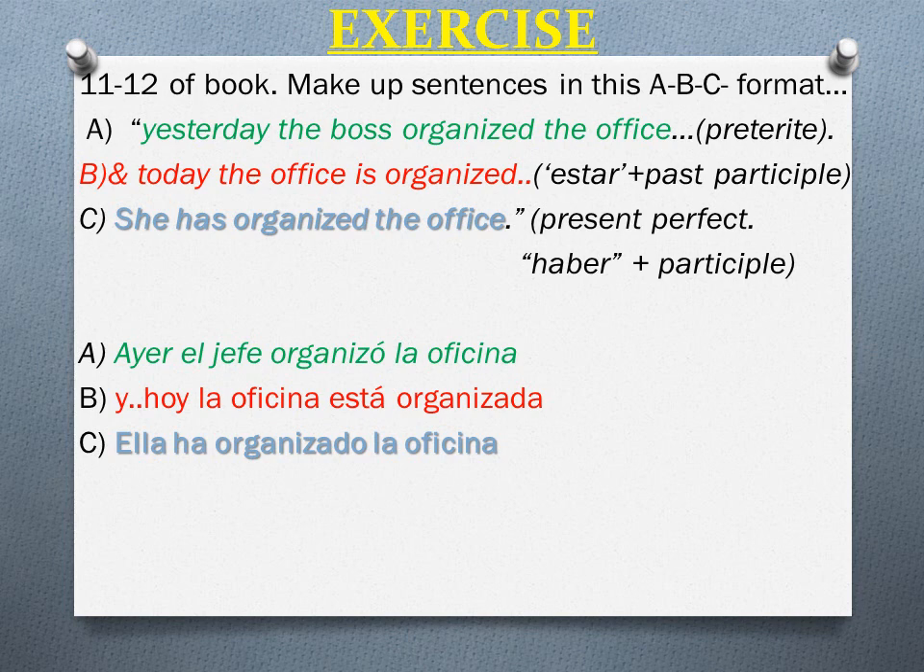Now, the present perfect, which has the auxiliary verb have, haber, plus the past participle of the verb. So in Spanish, it should be: ayer el jefe organizó la oficina y hoy la oficina está organizada. Ella ha organizado la oficina. Please do the rest using those two pictures in your book.